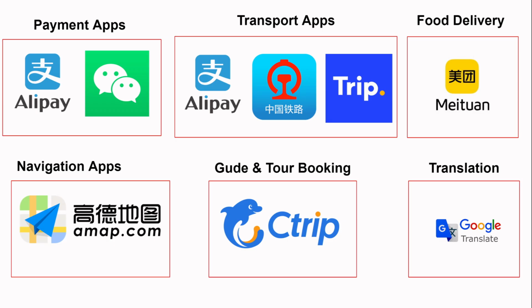So for navigation app, I suggest you can use AMap or Apple Map. Please don't use Google Map as the location is not as accurate. So for guide and tour booking, if you want, you can use Ctrip, but I would think it's not really necessary since you can TT in most of the locations. Lastly, for the translation app, you can use Google Translate.